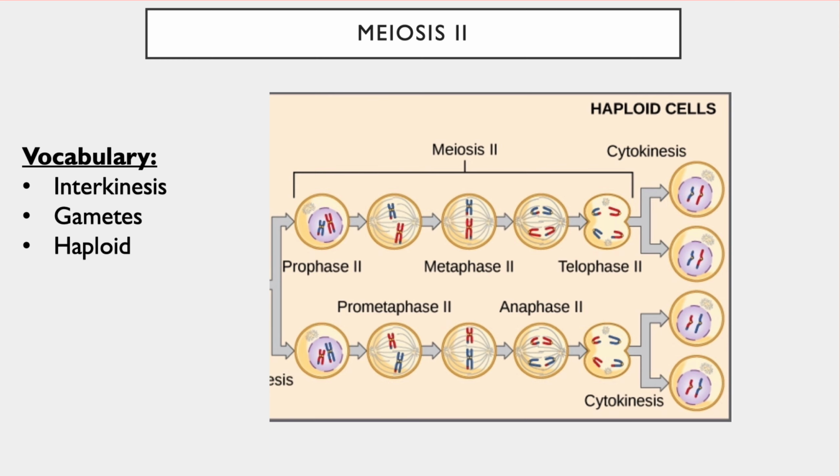Interkinesis, gametes, and haploid. So remember, we have our 2 daughter cells from meiosis I. These cells are still 2N, which means they have 2 copies of every chromosome. But if you'll notice in these little arms of these chromosomes, part of them are red, and this one right here is part of it is blue, and that's because these sister recombinant chromatids have swapped information from one another.